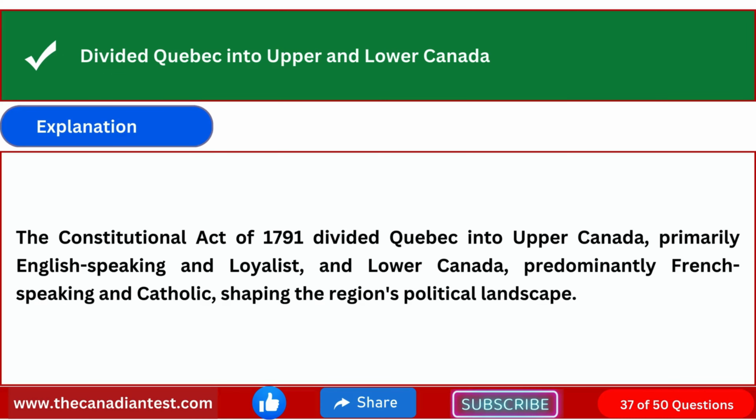The correct answer is divided Quebec into Upper and Lower Canada. Explanation: the Constitutional Act of 1791 divided Quebec into Upper Canada, primarily English-speaking and Loyalist, and Lower Canada, predominantly French-speaking and Catholic, shaping the region's political landscape.